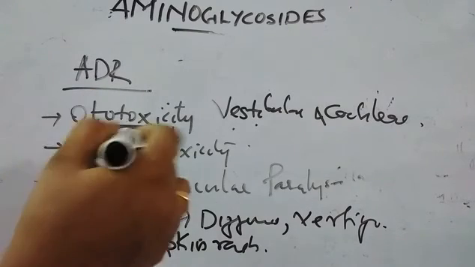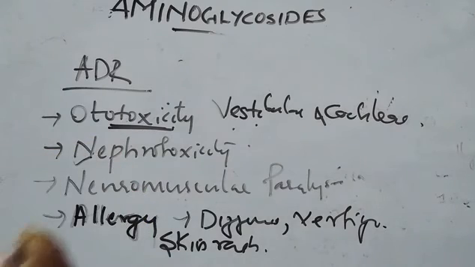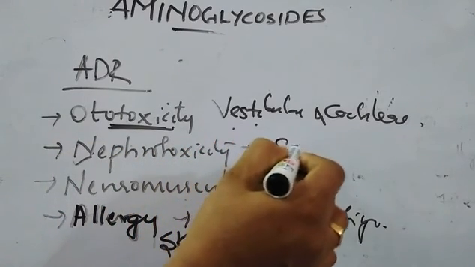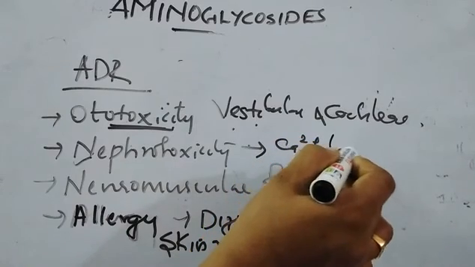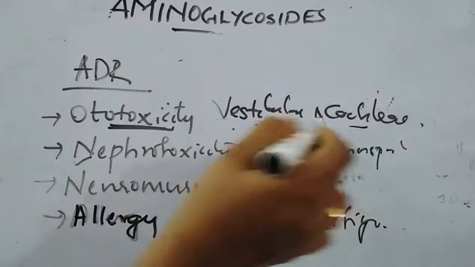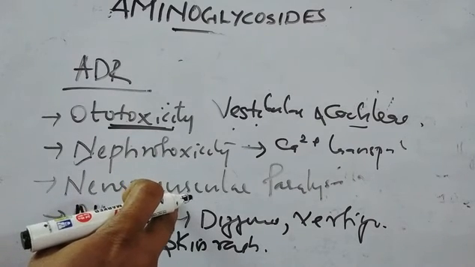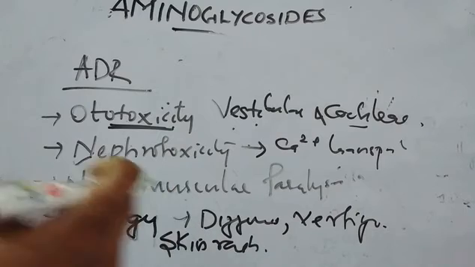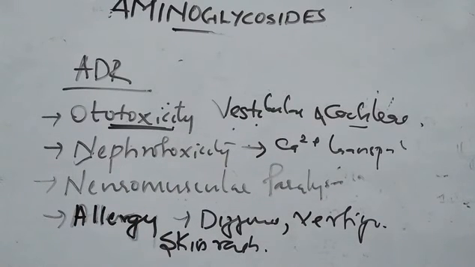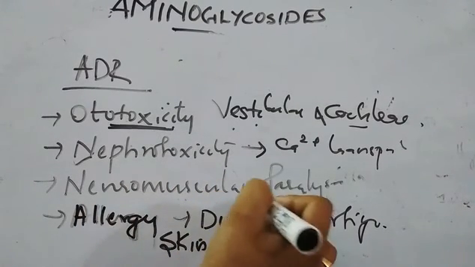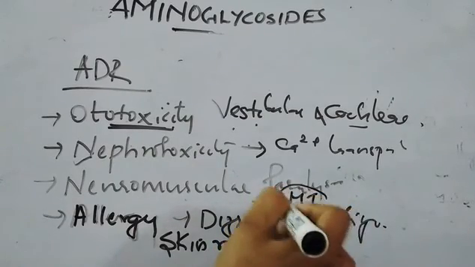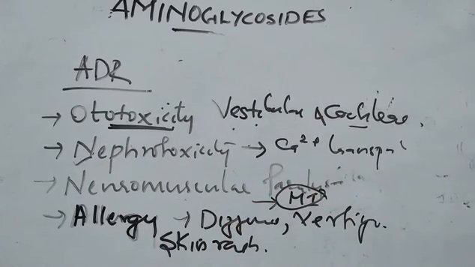Then they also cause nephrotoxicity, which is mainly related to the calcium mediated transport mechanism. Neuromuscular paralysis can also occur, with intraperitoneal or intrapleural administration of this drug. They are also riskier in myocardial infarction patients, and they also cause allergy, dizziness, skin rashes, vertigo, etc. These are the common adverse reactions of aminoglycosides.